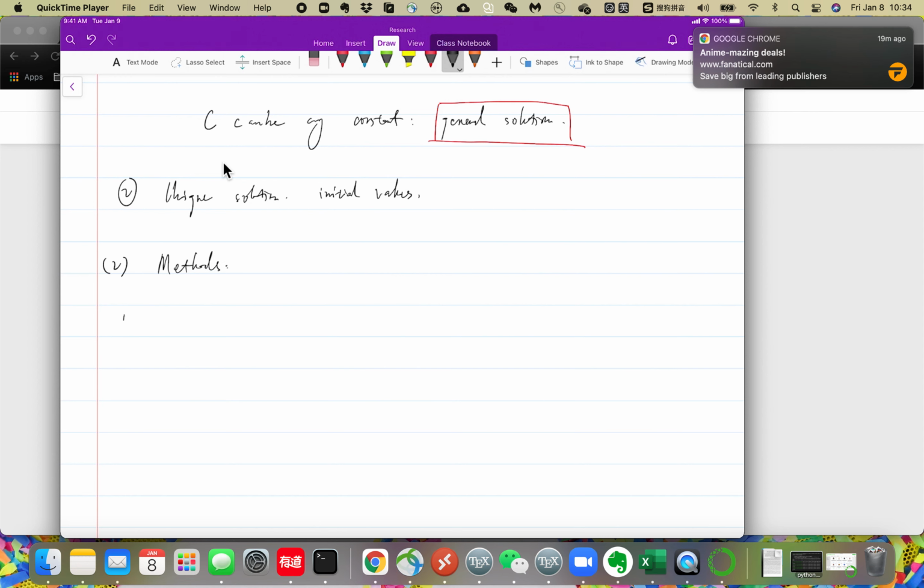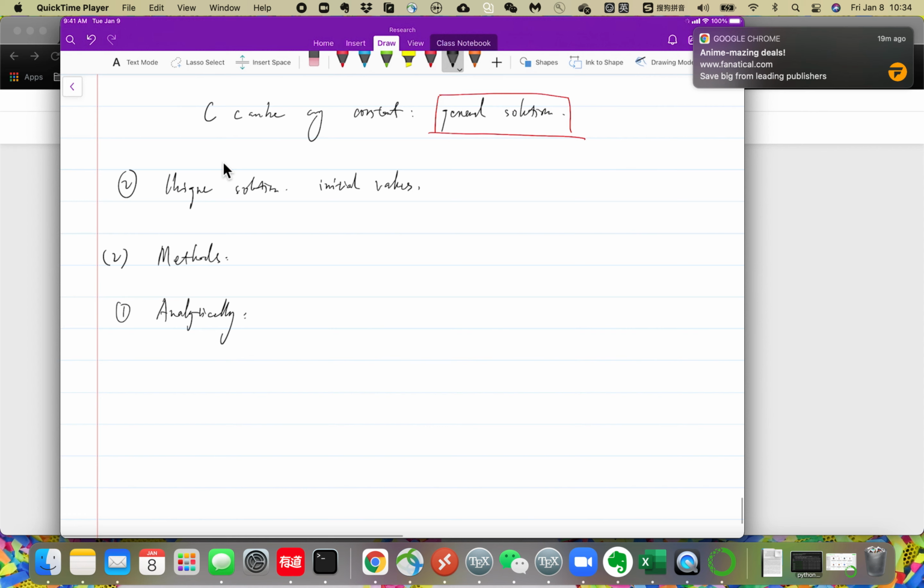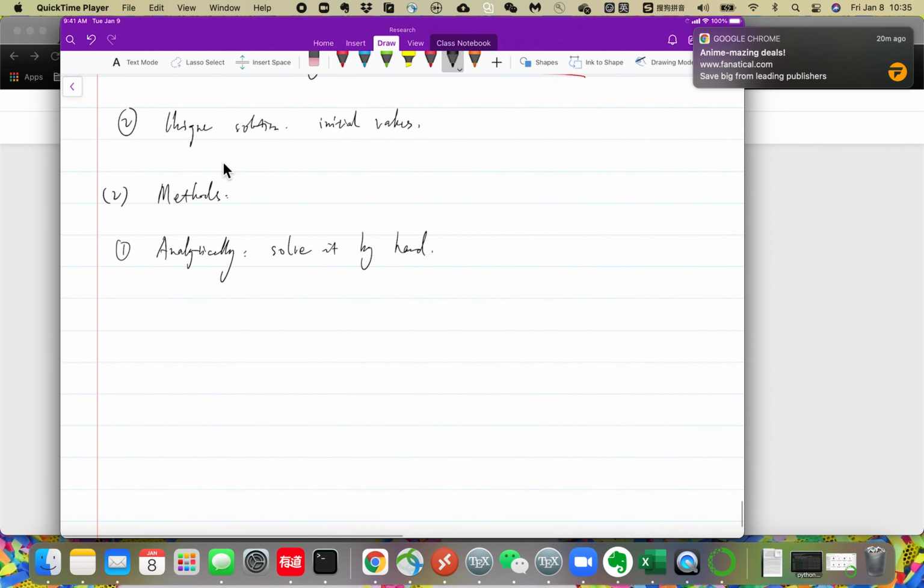The first way is analytically. Like the e to the x, we basically guessed it. For the logistic, maybe we have some techniques, but basically it's solving it by hand. Like we solve an equation. Maybe you can divide, maybe you can take the integral, but everything is just by manual computation. So solve it by hand.